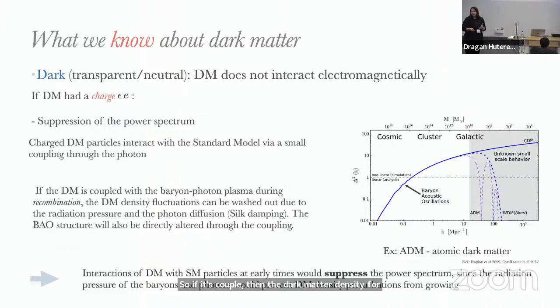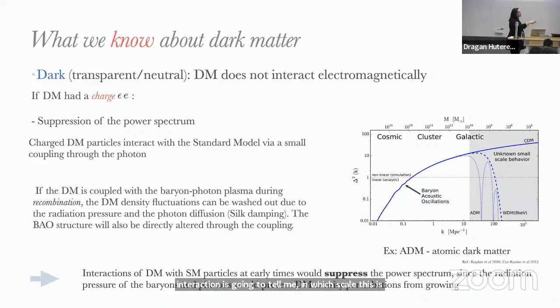As the baryons, which we saw from Gil's lecture, suffer Silk damping during recombination, if dark matter had an electric charge, it would also suffer this damping. So I will also have a suppression of the power spectrum here, showing this ADM, which stands for atomic dark matter. Atomic dark matter is a model I'm going to talk more about tomorrow, but basically it is a model that has a small charge. This would suppress the power spectrum at certain scales that depend on the size of this charge. So the size of this charge, the intensity of this interaction, is going to tell me at which scale this is going to suppress.